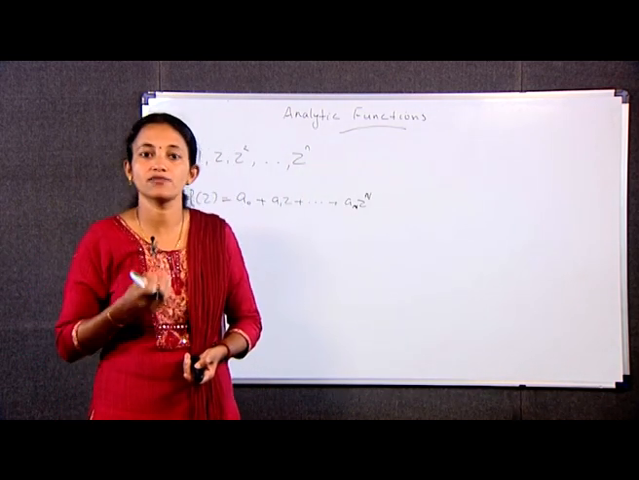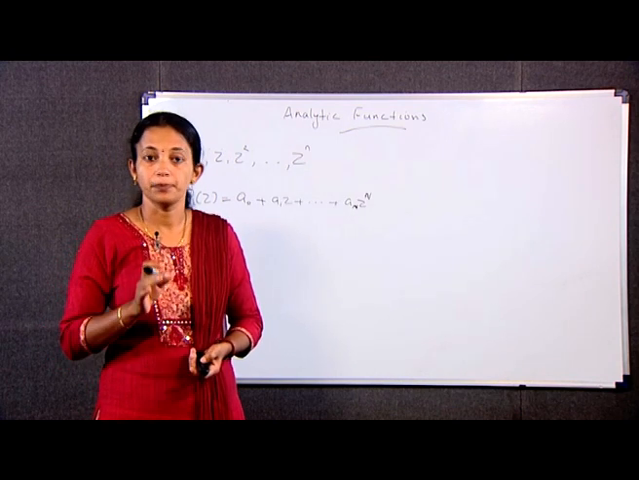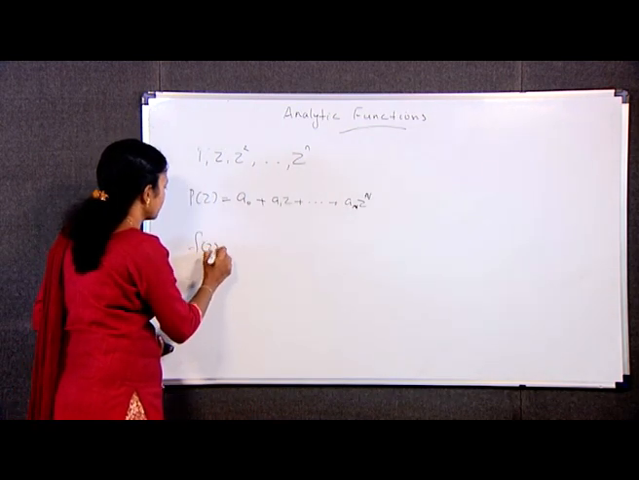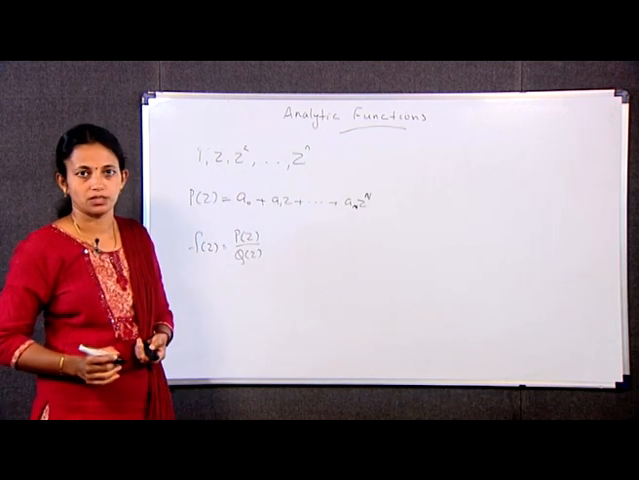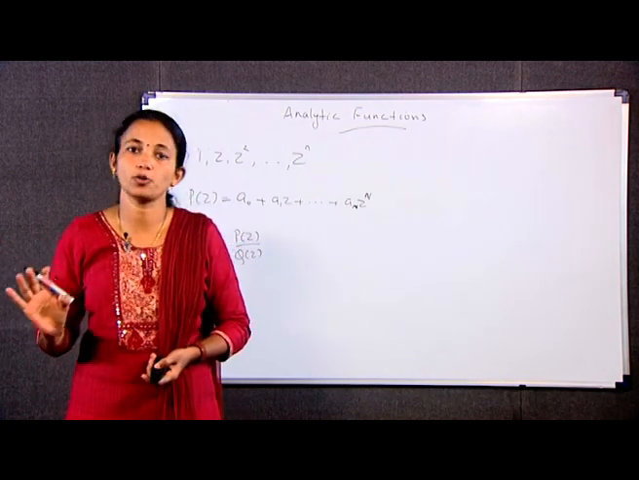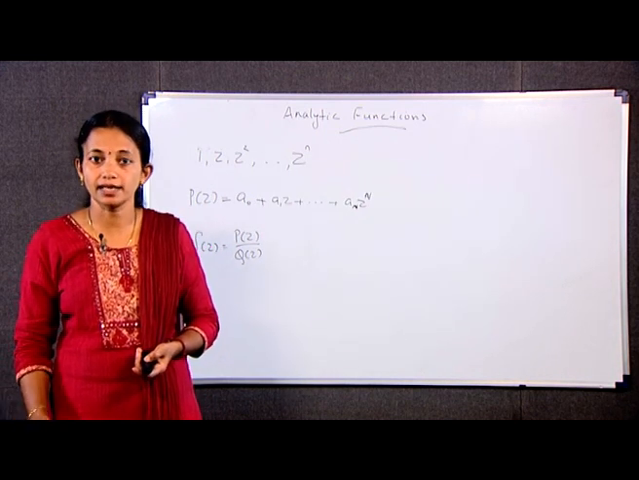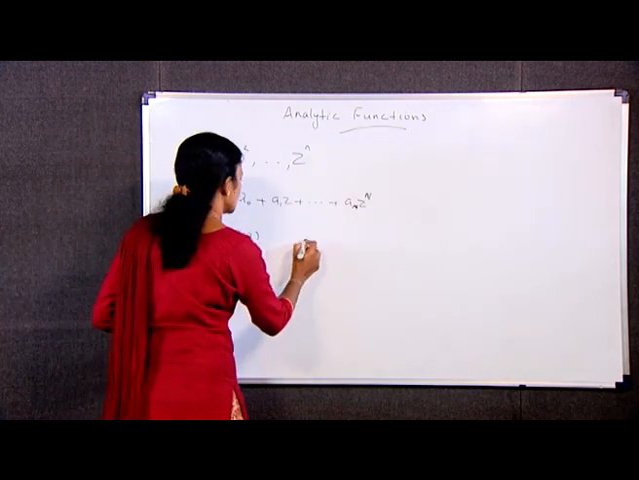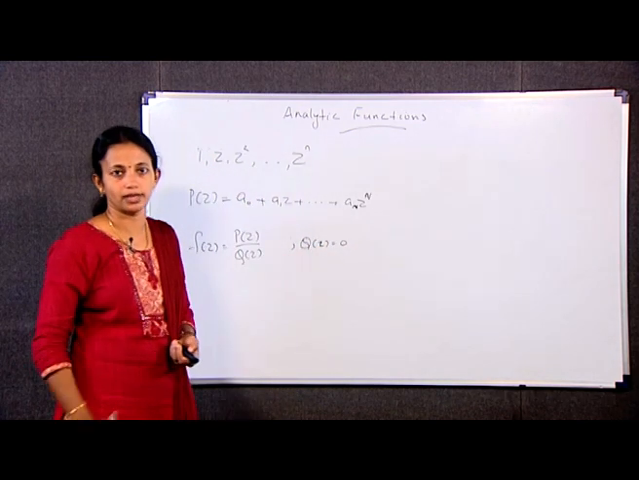Next we have a rational function example. The quotient of two polynomials P(z) and Q(z), that is f(z) is equal to P(z) by Q(z), where we assume that common factors of P and Q have been cancelled, is called a rational function. This function is analytic except at the points where Q(z) is equal to 0. For Q(z) equal to 0, it is not analytic.